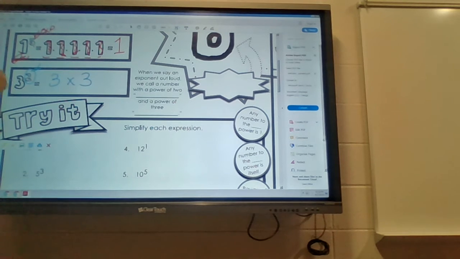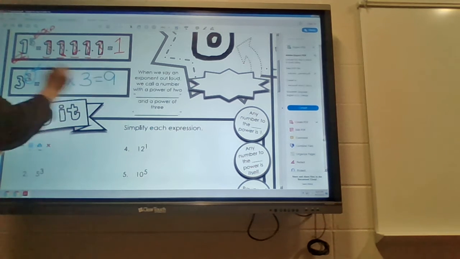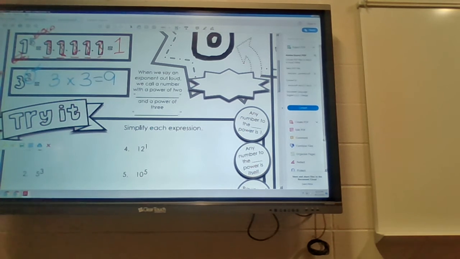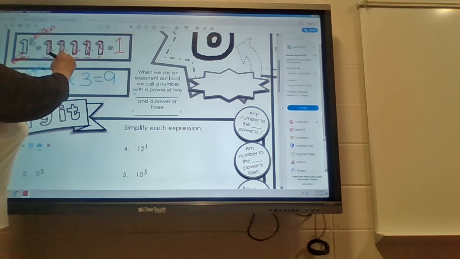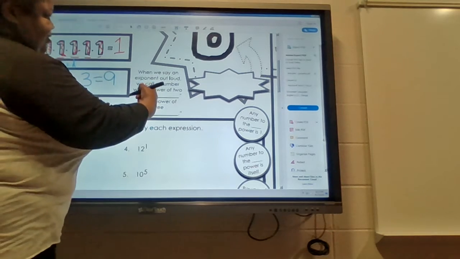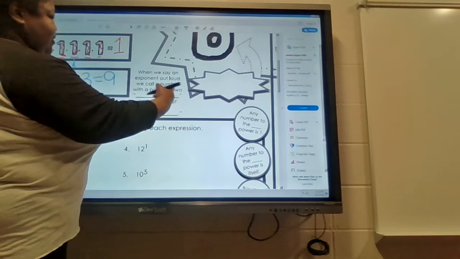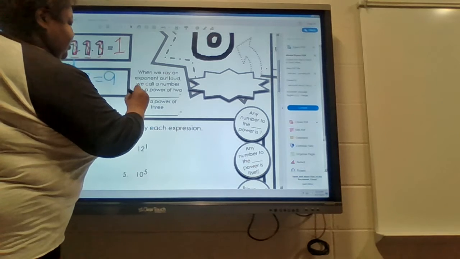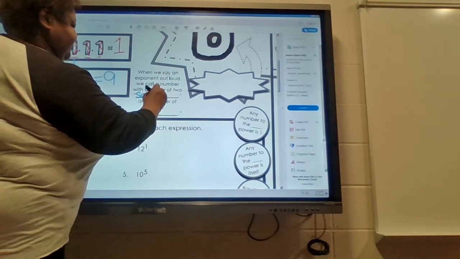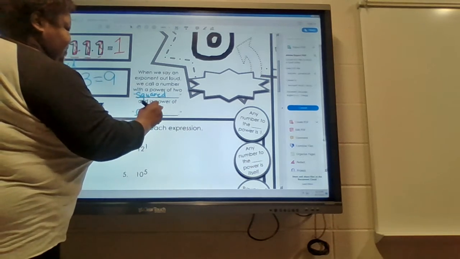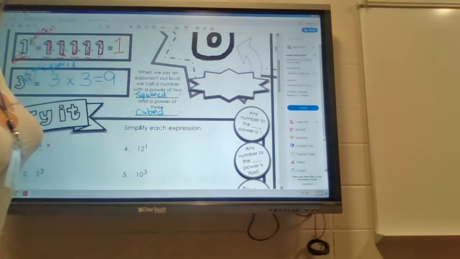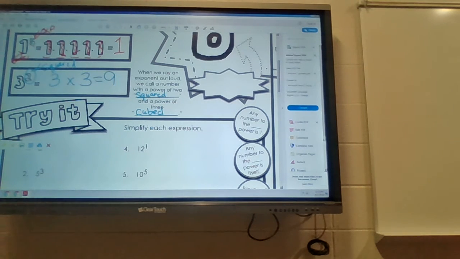Y'all see that? So 3 to the second power is 3 times 3, and 3 times 3 is what? 9. And if something is to the second power, we say it's squared. We're going to write that right here. When we say an exponent out loud, we call a number with a power of 2 squared. And to the power of 3, we say cubed, C-U-B-E-D. I'm going to move so that'll show up better.